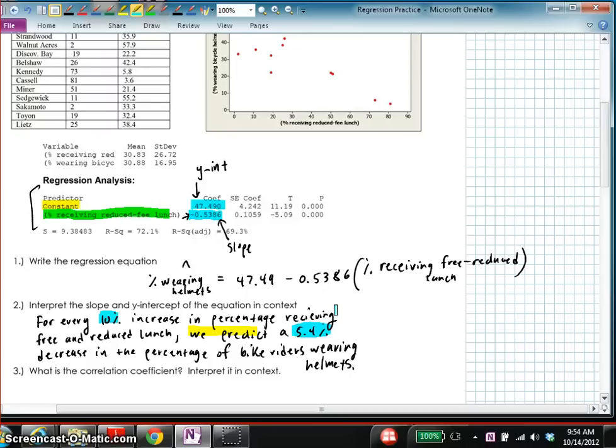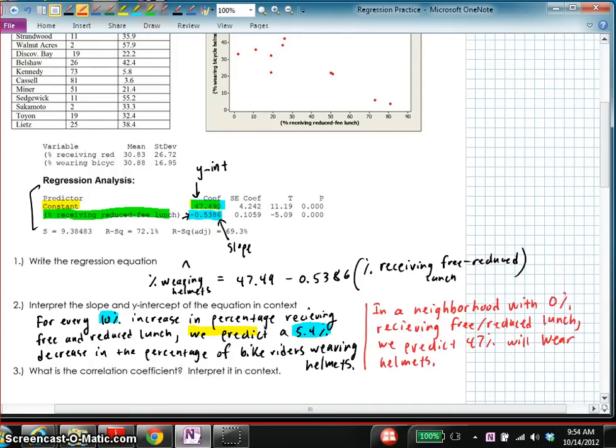Okay, so the y-intercept is 47.49. So let me stop this and write an interpretation of that, and then we'll look at that. All right, so we know from algebra that a y-intercept is the value of the model, or the output, when the x value is 0. So an interpretation here of the y-intercept is: in a neighborhood with 0%, no one receiving free and reduced lunch, we predict that 47% of bike riders will be wearing helmets. Again, we're saying it's a prediction, and this is when the x value is 0. What's our predicted y value?